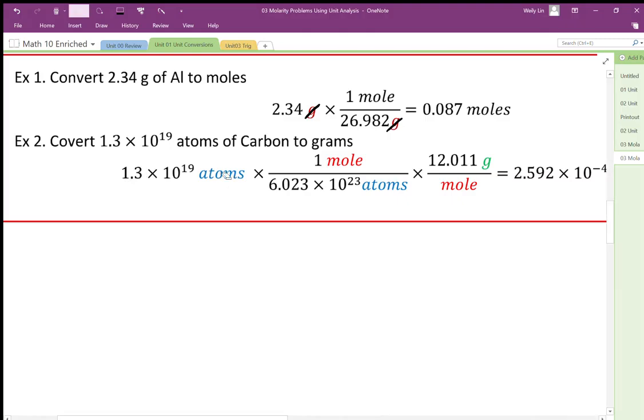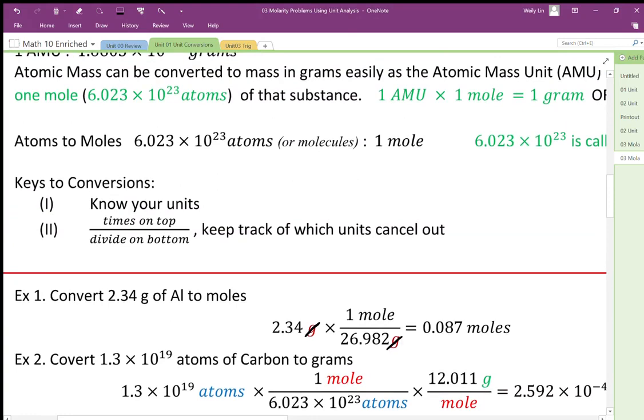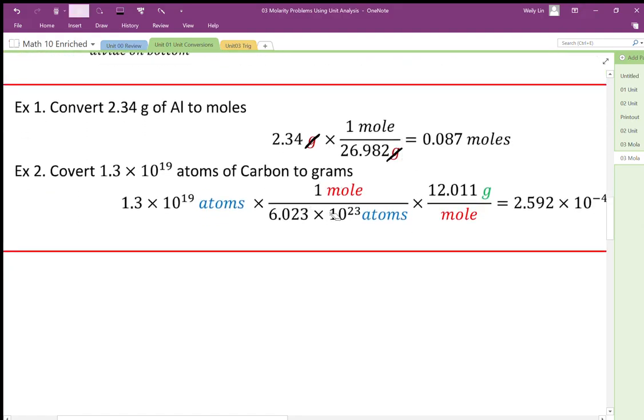So the first thing I do is take my conversion factor of 1 mole equals 6.023 times 10 to the 23 atoms. That ratio I'm going to use, and to determine which of those goes on the bottom, I see that I have atoms here. I need to cancel with atoms on the bottom, so that means I need to divide by the 6.023 times 10 to the 23 atoms. So those units now cancel out, and I'm left with moles.